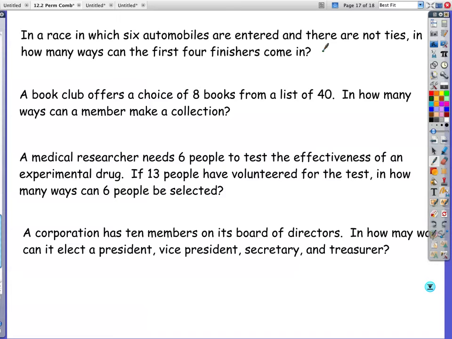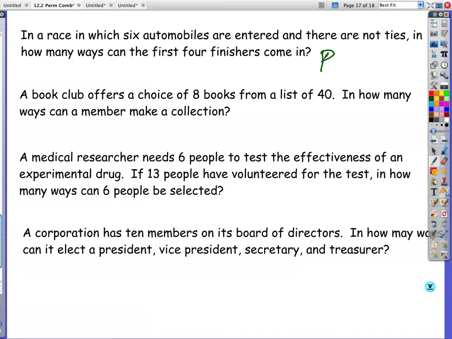So what am I going to have you put in your notes? This is a permutation. Just put down auto race. That's all I need you to put down. Okay? Put down permutation. Next one, a book club offers a choice of 8 books from a list of 40. In how many ways can a member make a collection?